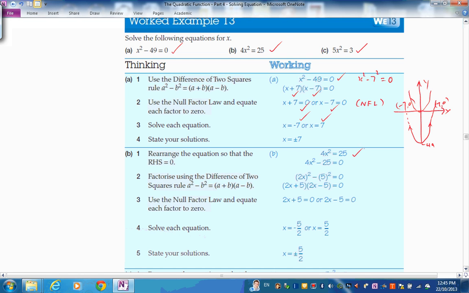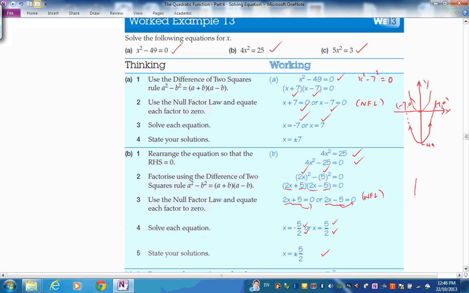Okay, what about this one? 4x squared equals 25. Okay, let's put all terms on the left. 4x squared take 25. But can you see 4x squared is 2x all squared? And 25 is 5 squared. So it's a plus b, a take b. So either the first factor is 0 or the second factor is 0 by the Null Factor Law. So, solving this, subtract 5 from both sides and divide by 2. Neg 5 over 2. Add 5 to both sides and divide by 2. Solving an equation. So we have those two again.